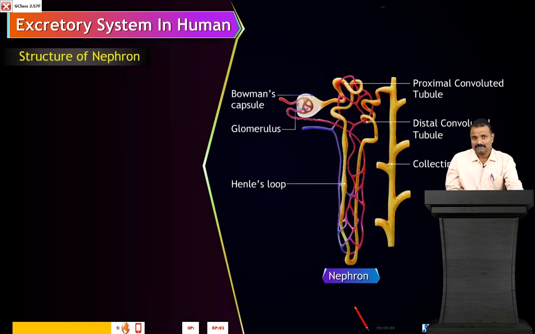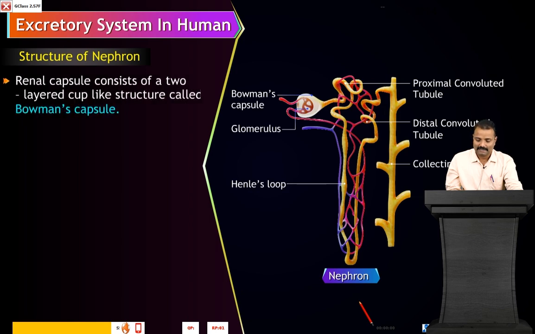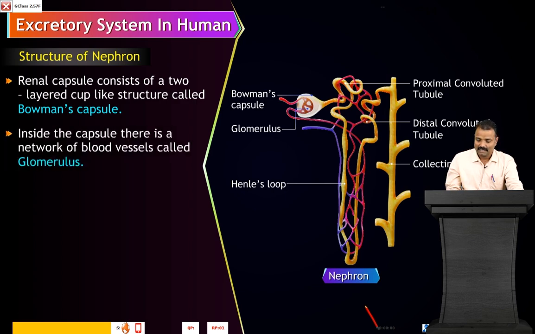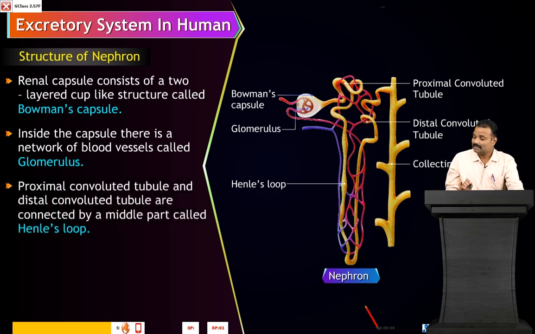So please note down the details about the structure of the nephron. The first part is the renal capsule, which consists of a two-layered cup-like structure called Bowman's capsule. The second statement is, inside the capsule there is a network of blood vessels called the glomerulus. And the last part is, the proximal convoluted tubule and the distal convoluted tubule are both connected by Henle's loop. Clear, students? Please note down these points.